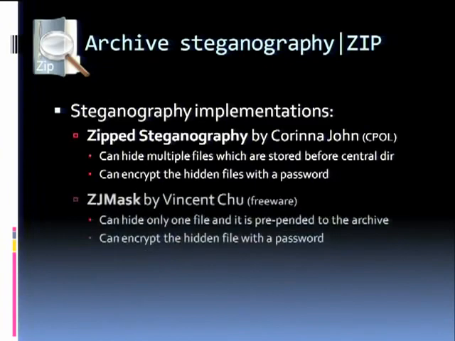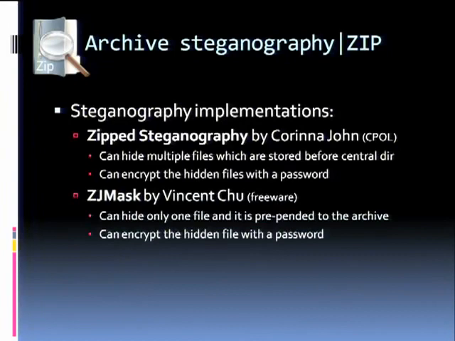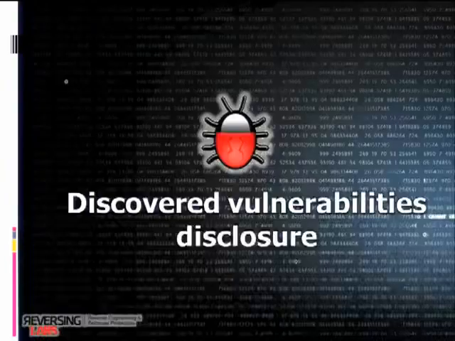And there's another solution we found. It's called ZJMask by Vincent Chu. It's a freeware tool. It can only hide one file inside either a zip or a JPEG file. It does that by prepending the file to the archive. It also damages the file in the process, but it can be decompressed generically. So if you use software such as WinRAR, you will be able to decompress such an archive. But since that's not a valid archive, we really didn't want to bother with that.